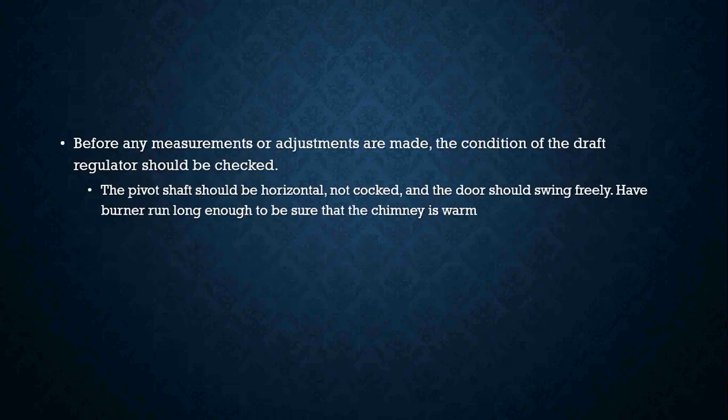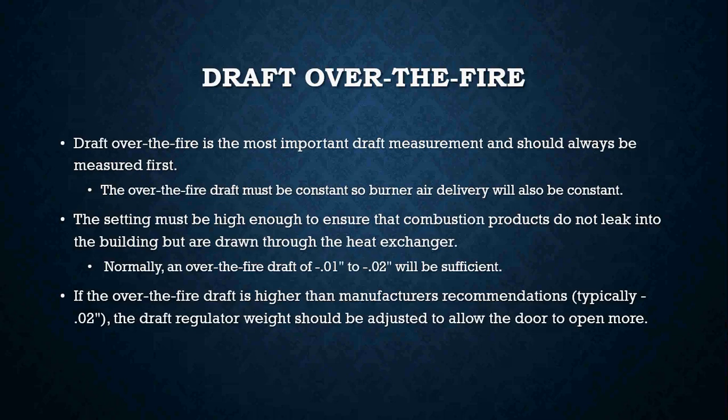Before any measurements or adjustments are made, the condition of the draft regulator should be checked. Obviously, we have to make sure that it is there and in working condition. The pivot shaft should be horizontal and not crooked or cocked, and the door should swing freely. Have the burner run long enough to make sure that the chimney is warm. We're going to let a furnace run anywhere between 5 to 10 minutes before we start taking any draft readings, because we want to make sure that things are warm. Draft over the fire is the most important draft measurement and should always be measured first.